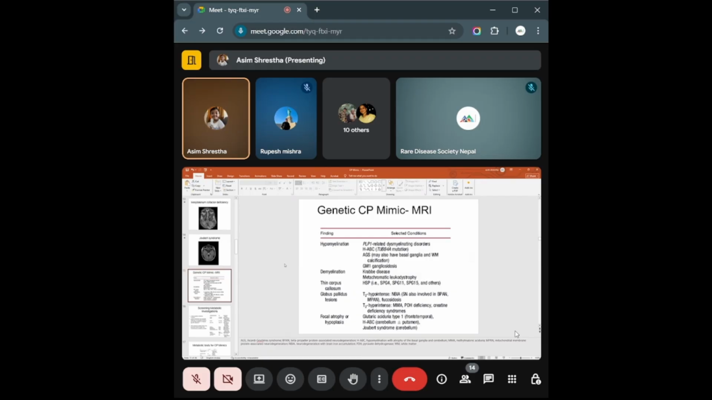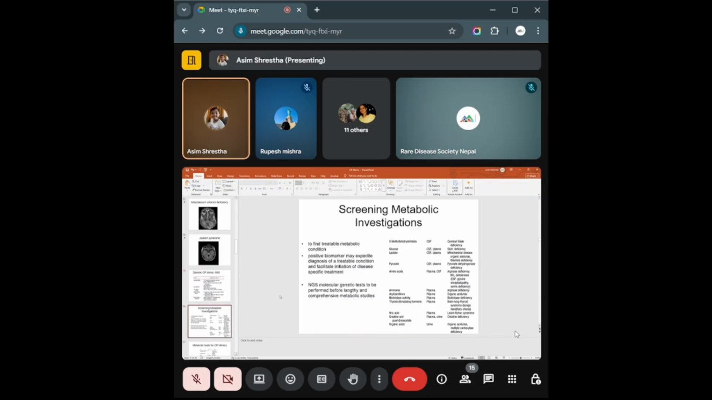So the MRI findings are there when that makes us doubt the diagnosis of cerebral palsy. These are some MRI findings like the hypomyelination, the demyelination, the corpus callosum is very thin, or when there is basal ganglia changes, when it is T2 hypointense, when there is T2 hyperintense, there are certain conditions that give rise to these findings, or there is focal atrophy or hypoplasia. So when the MRI findings are not typical of cerebral palsy, it could be a red herring that it could not be cerebral palsy.